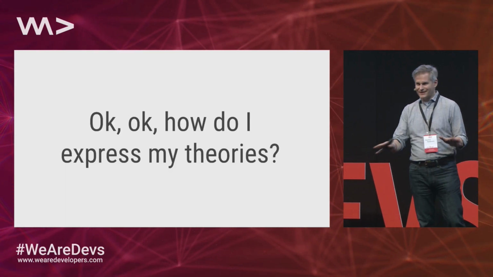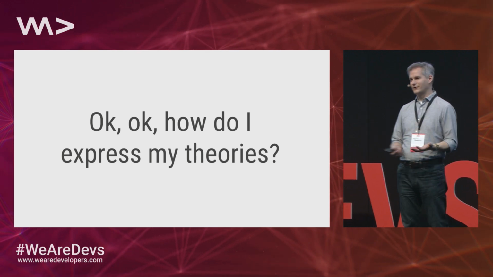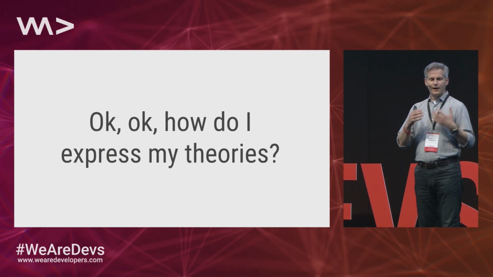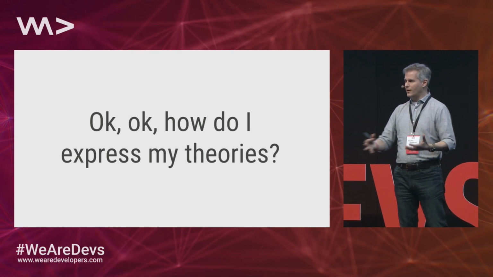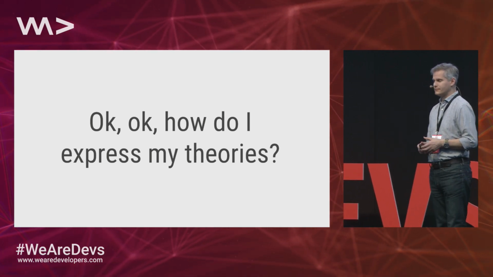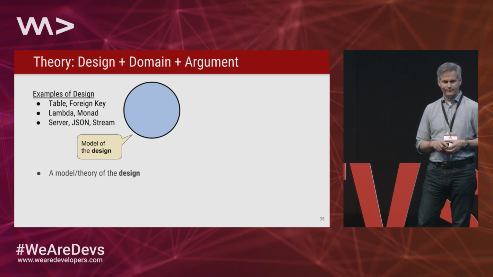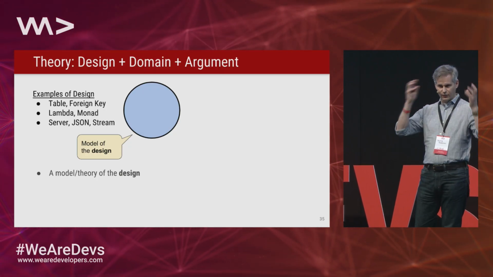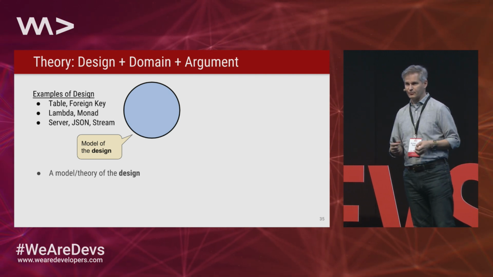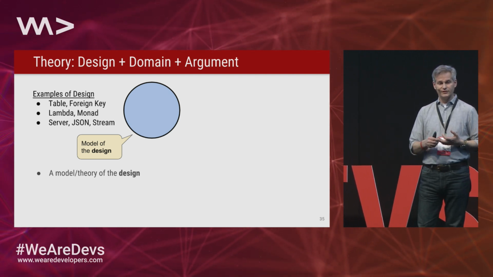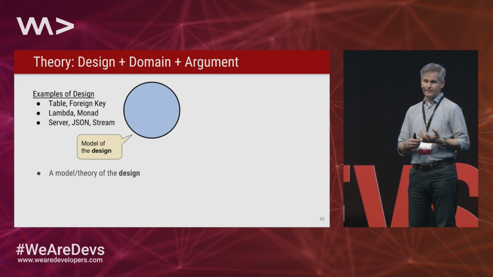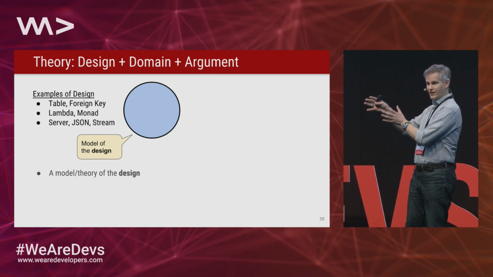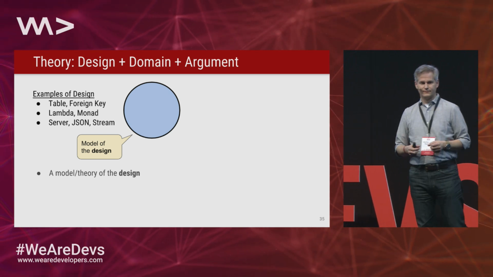So hopefully I've convinced you guys with gory graphic examples of nuclear war and patients who are vegetarians that you really, really want to express your theories in the code. So let's try to do that. I'm going to argue that there are 3 aspects of your theory that are valuable to express in the code. Those are the design, the domain, and the argument about why this design has the desired effect on this domain.